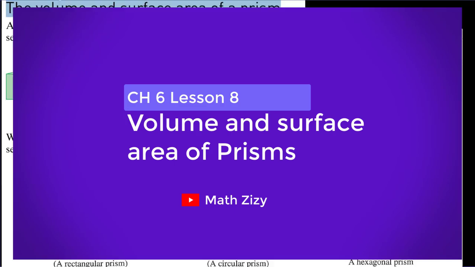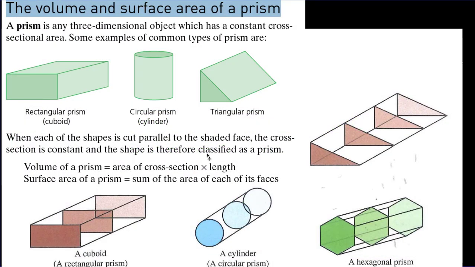Hi dear students, in this video we are going to calculate the volume and surface area of a prism. For prisms, the surface area is a bit easier: it is the sum of the area of each face. We are going to calculate each face's area, only for the cylinder, the disc. But for the volume, we need to be careful about the area of the cross section.